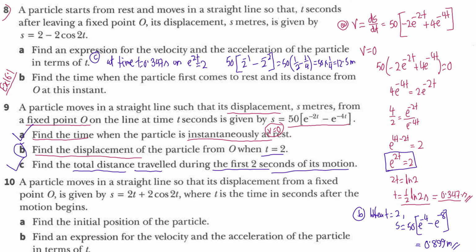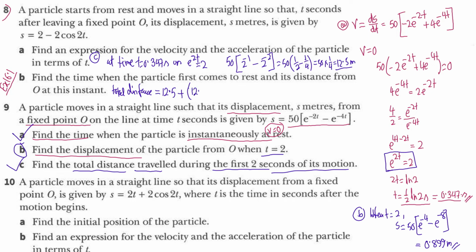The question is from 0 to 2 seconds, so now we can conclude our answer for the total distance traveled during the first 2 seconds of the motion. You can write here total distance. From 0 to the moment the velocity becomes 0, the displacement we got is 12.5. Then we need to add the value from 12.5 down to the 0.899.